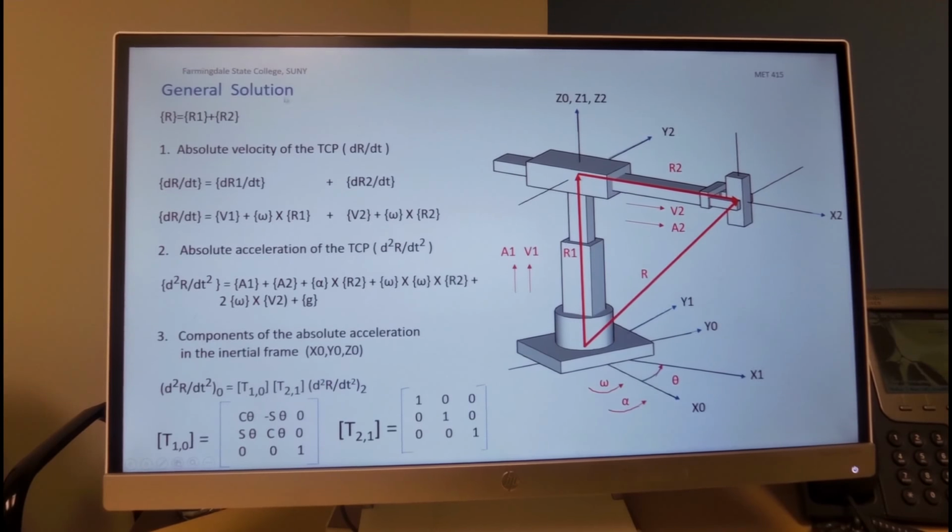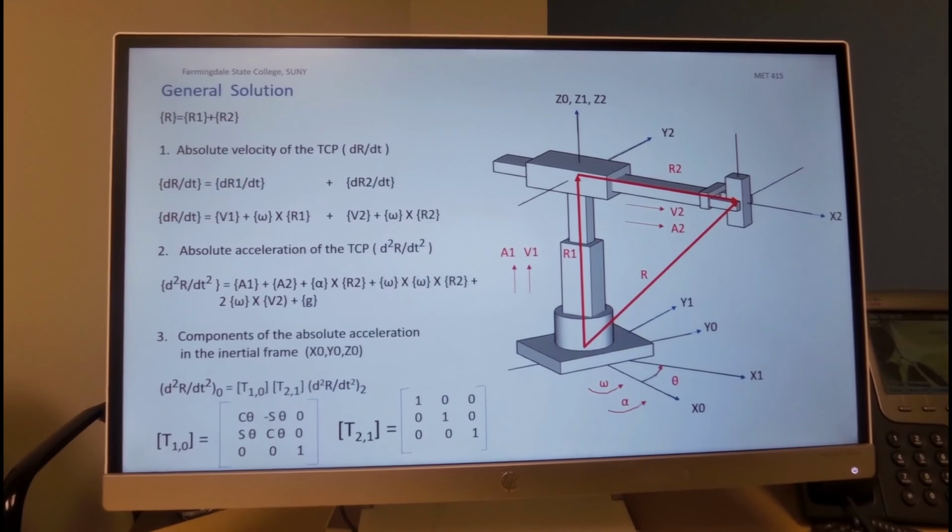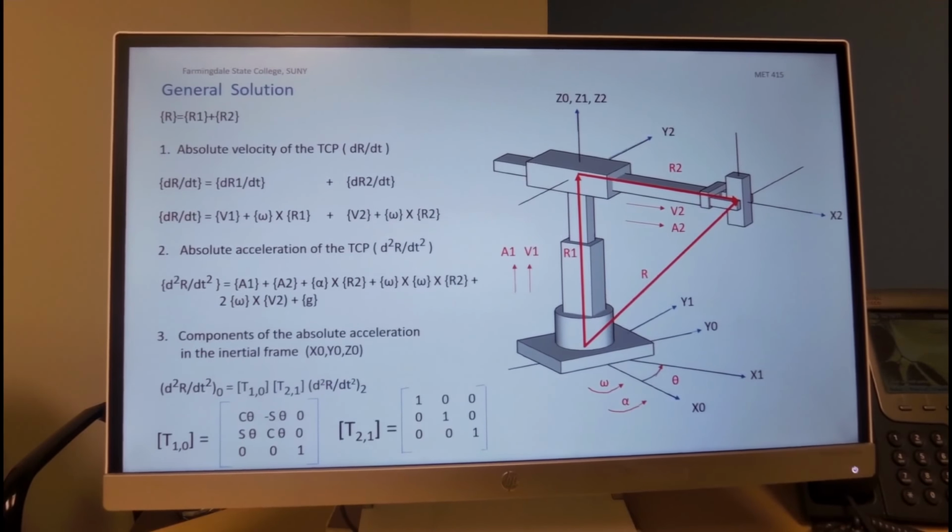So this concludes our presentation of kinematics related to this particular one, a cylindrical robot, and we'll take a look in upcoming presentations at the graphical solution for this problem and also at the analytical solution for this problem.